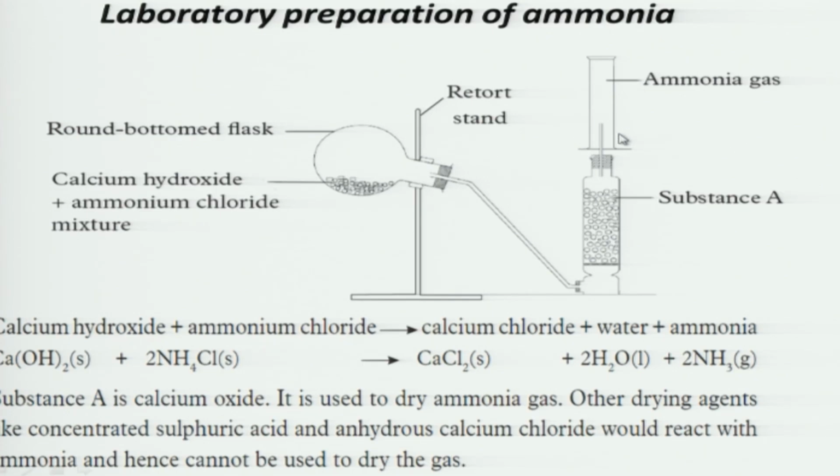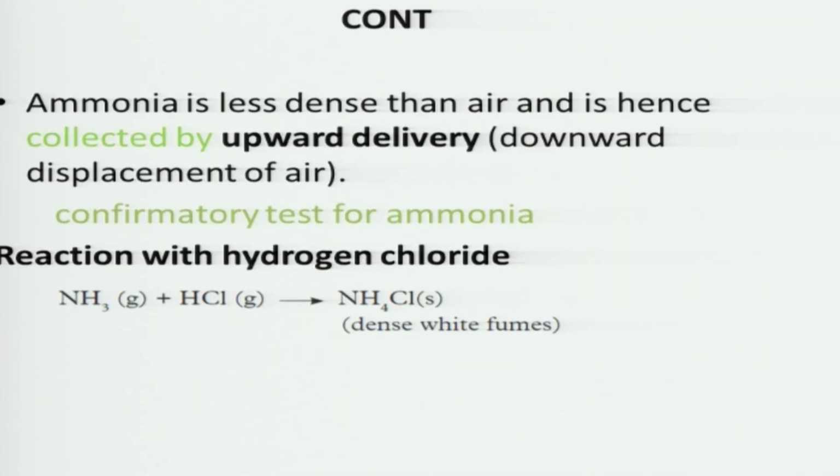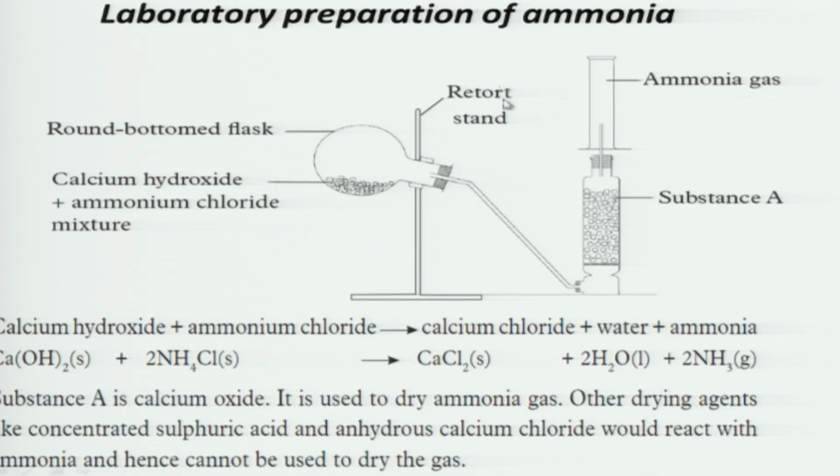This is very simple. Just look at where the delivery tube is pointing. It is collected by upward delivery. Whenever it is pointing up like this, it is upward delivery. When it is pointing downwards, you need to know it is downward delivery. And you should always remember to know the reasons why it is collected by upward delivery, why it is collected by downward delivery, or why it is collected over water.